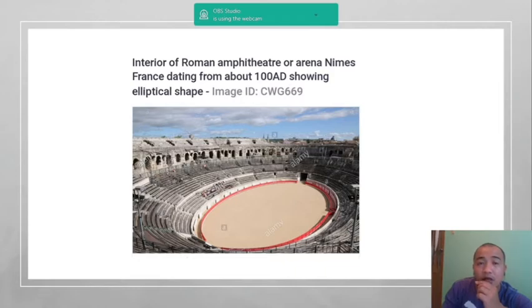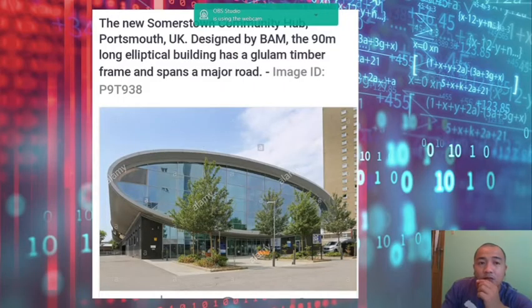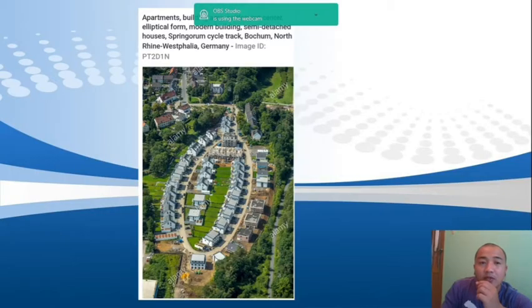So, there was really an ellipse way back in ancient times, no? And the new Somerstown Community Hub, Portsmouth, UK, designed by BAM. The 90-meter long elliptical building has a glulam timber frame and spans a major rope. Okay, we have also here apartment buildings. It's an elliptical form, a modern building, with semi-detached houses, spring room, cycle track. It's located in North Rhine-Westphalia, Germany.